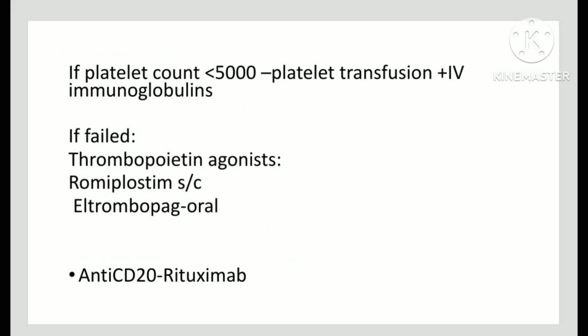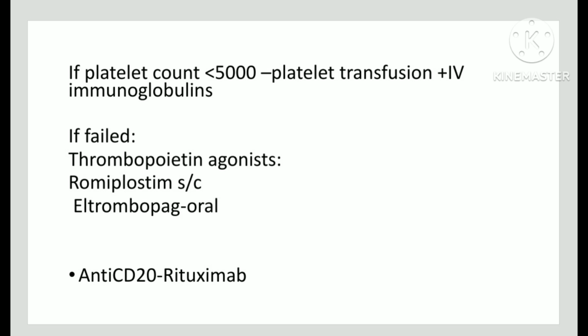So now, if the platelet count is very low, like less than 5000, we have to do platelet transfusion in conjunction with the IV immunoglobulins. Always remember, platelet transfusion is not done alone. It has to be done along with IV immunoglobulins. So platelet count below 20,000, it is IV immunoglobulins. Platelet count less than 5000, IV immunoglobulins, along with it platelet transfusion can be done. But more than 5000, platelet transfusion is usually not recommended.